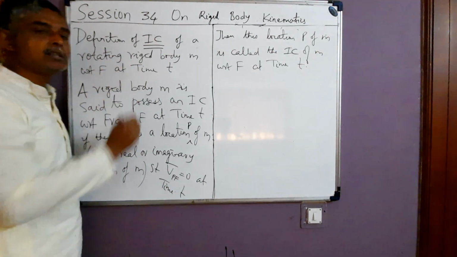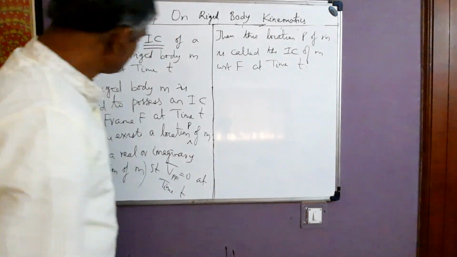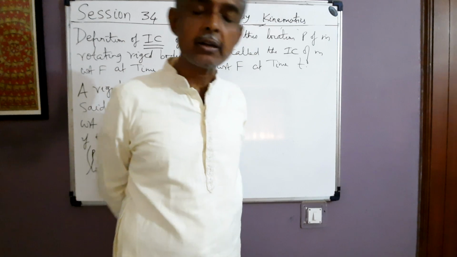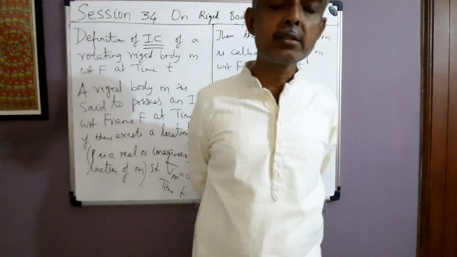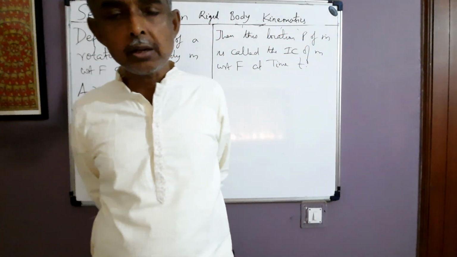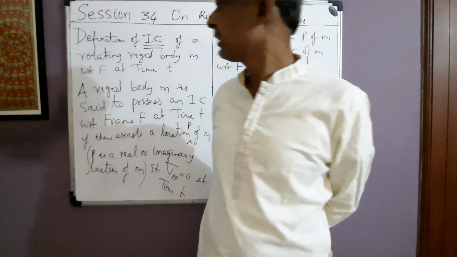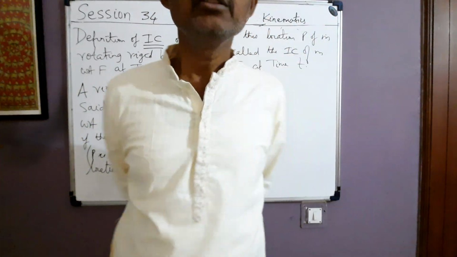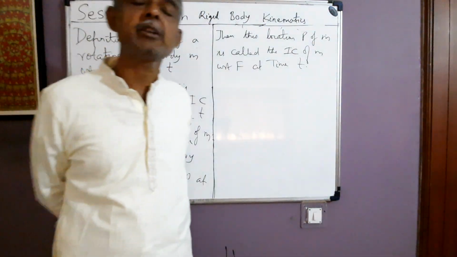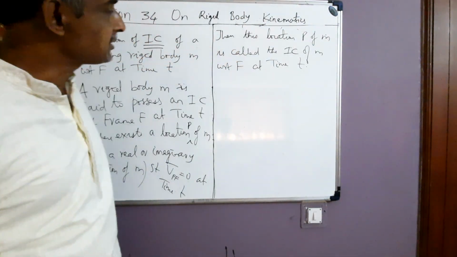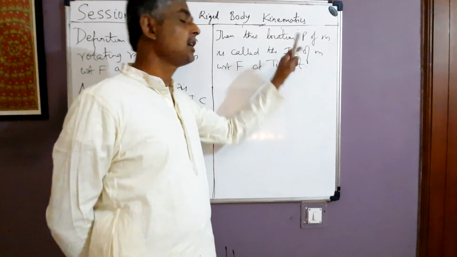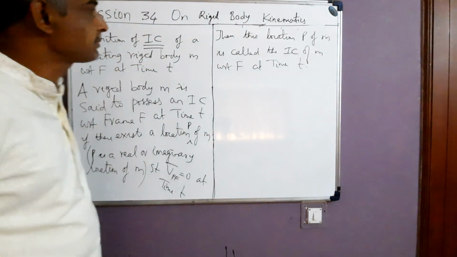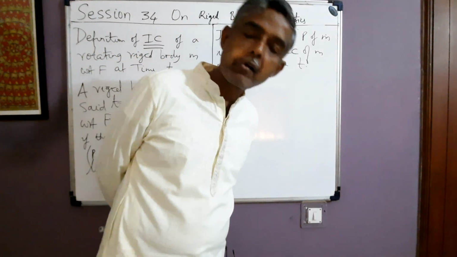IC meaning instantaneous center of rotation. So what is the definition of IC? A rigid body M is said to possess an IC with respect to F at time t if there exists a location P where P is a real or imaginary location of M such that VPF is 0 at time t. Then this location P of M is called the instantaneous center of rotation of M with respect to F at time t, and instantaneous center of rotation will be termed in short as IC. So this is called the IC of M with respect to F at time t. Alright.